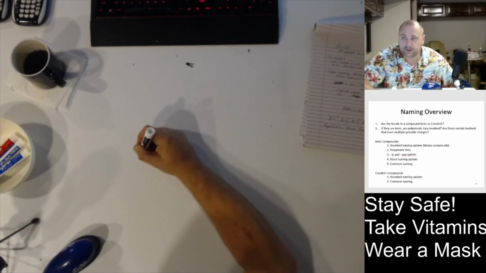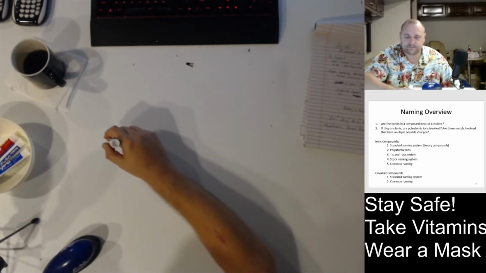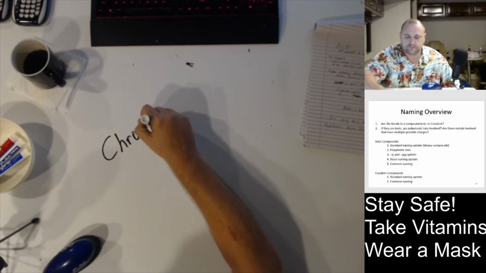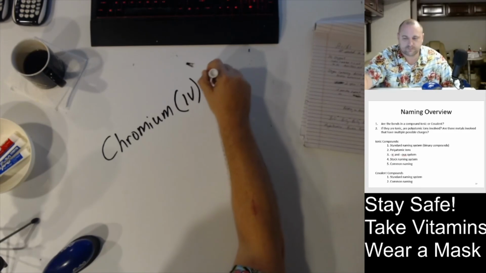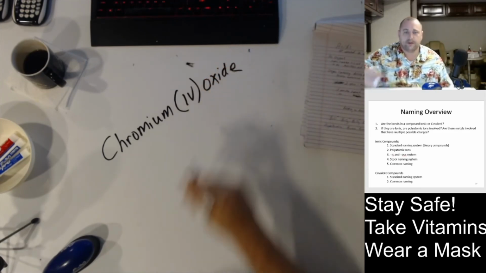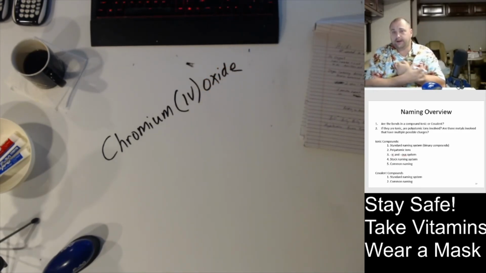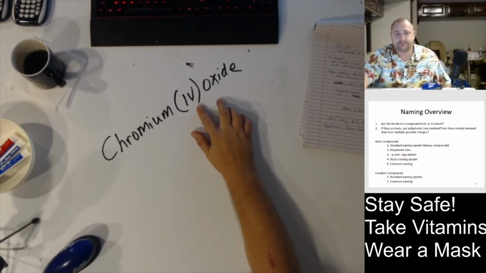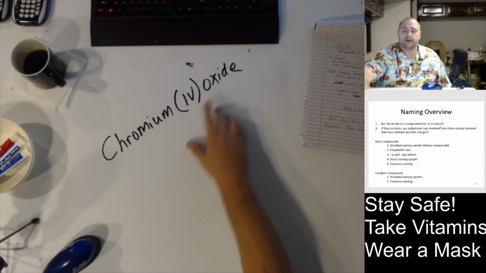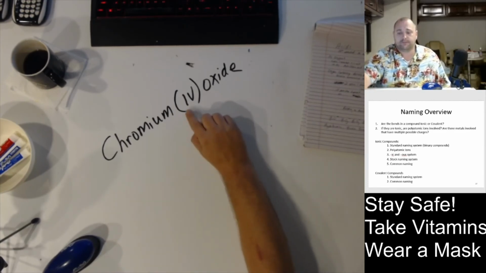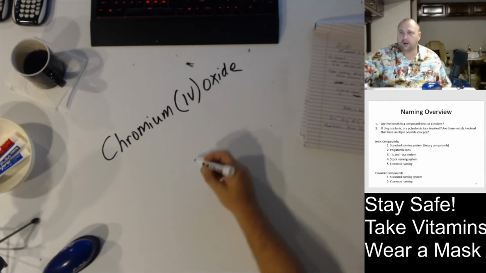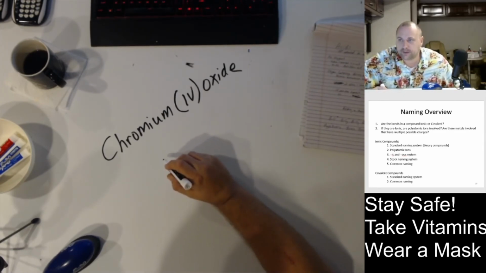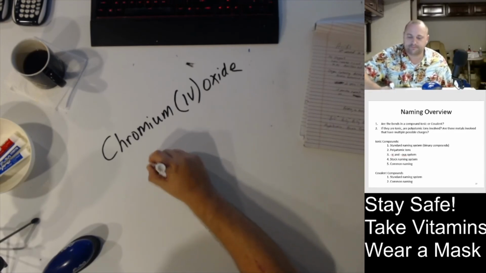When I do something like this, now I might immediately recognize, hey, this is the stock system. I can also look at this and tell it's ionic because there's no prefixes.